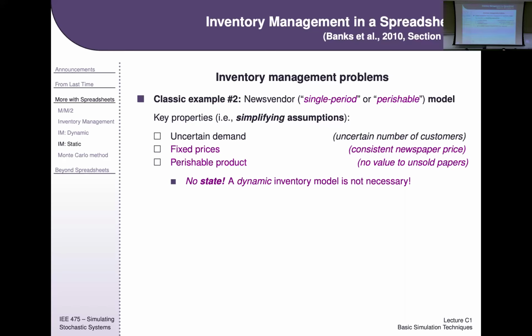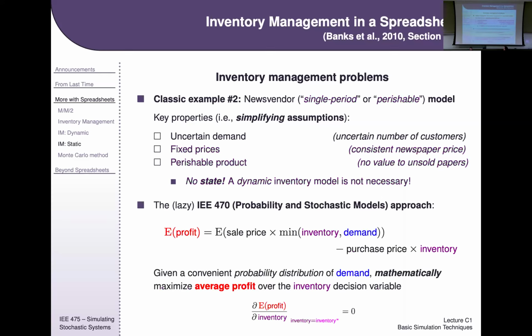Because nothing carries over, in this simplest form it's technically not a dynamical system. It does not have state, because every day is a new day. So we can just do stats over every individual day and ask, on the average day, how well do things go? That's what you would do in a 470 approach: you'd ask, what's the average profit? Every day I've got a certain inventory.